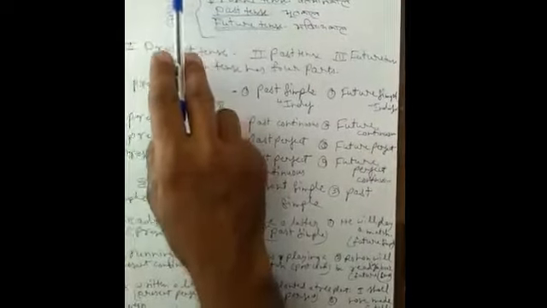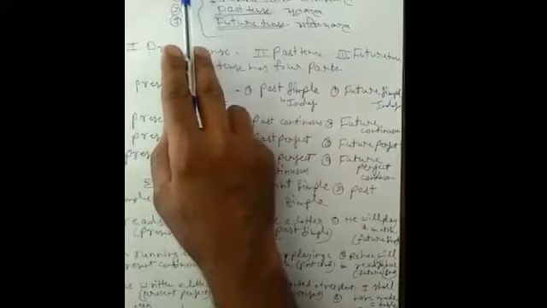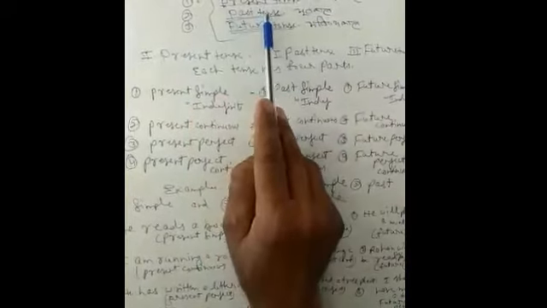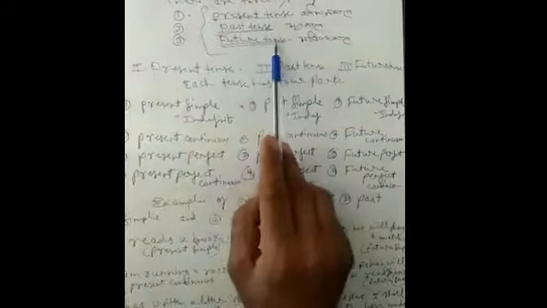Today we are reading the English grammar chapter, and it is for both 6th and 7th classes. The name of the chapter is tenses. There are three types of tenses in English grammar. First is present tense, in Hindi we can say Vartman Kal. Second is past tense, in Hindi Bhutkal. Third, future tense, in Hindi Bhavishya Kal.